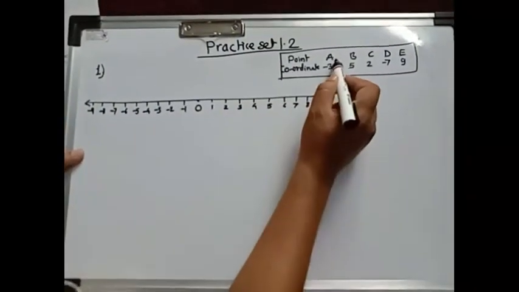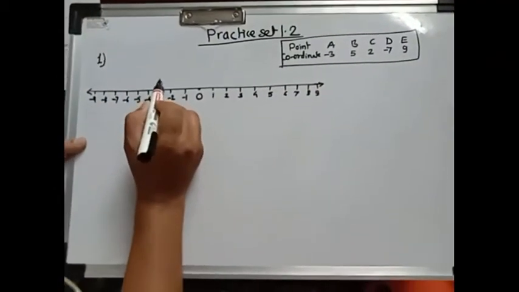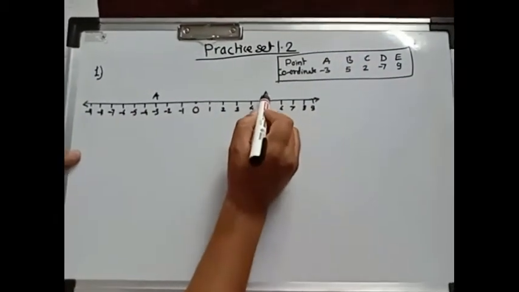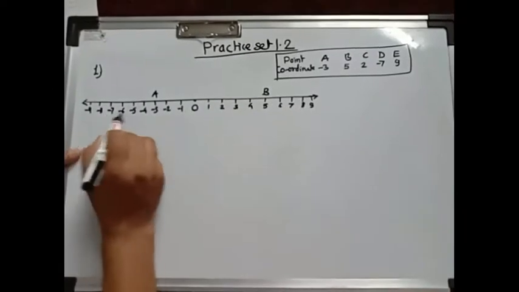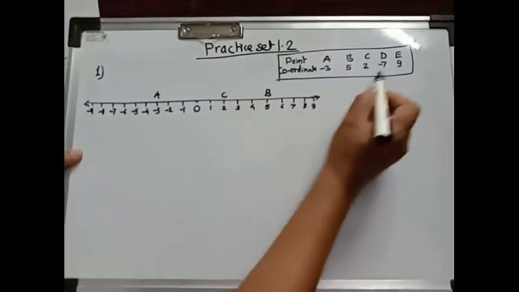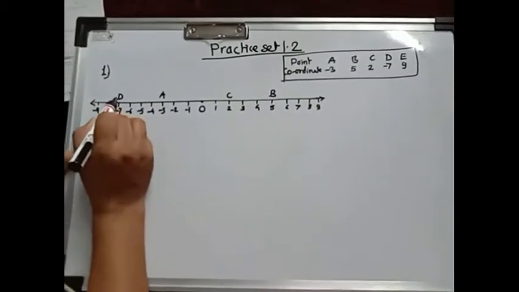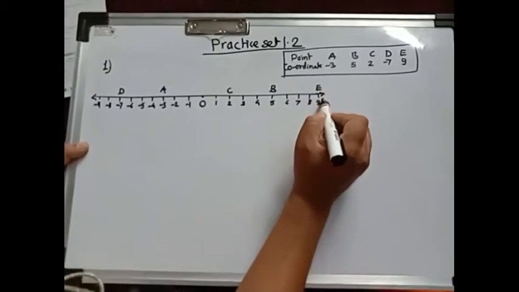See, for A it is -3, where is -3? That we can mark as A. Then for B it is 5, this is B at 5. Then C is 2, where is C at 2? And D is -7, where is -7? Here D is -7. And E, the coordinate is 9.